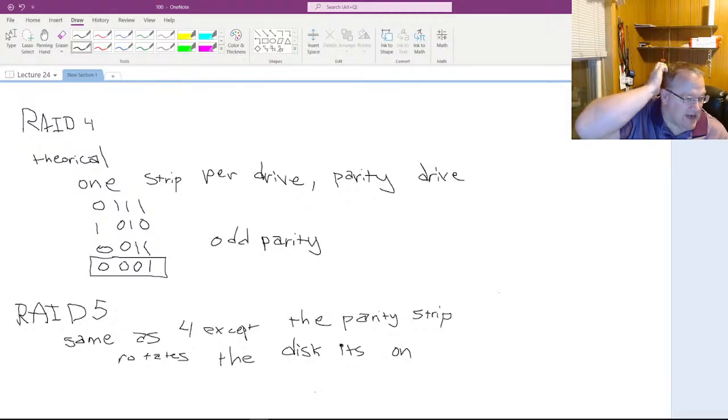Now this is really great, and RAID 5 is amazing. It can replace any single drive failing, and it can do it fairly quickly. The problem is again, sometimes it takes a long time to repair it. There's actually one the book doesn't talk about. It's a version of 5.